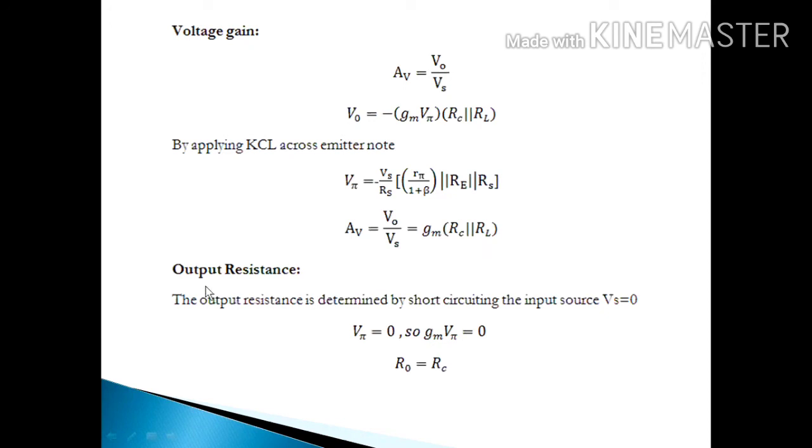Next, let's find out the output resistance of your CB amplifier. To calculate the output resistance, you have to short circuit your input sources. That means by making Vs equal to 0, we make V pi also 0, and gm into V pi also becomes 0. So finally, you can calculate your output resistance Ro is equal to RC.